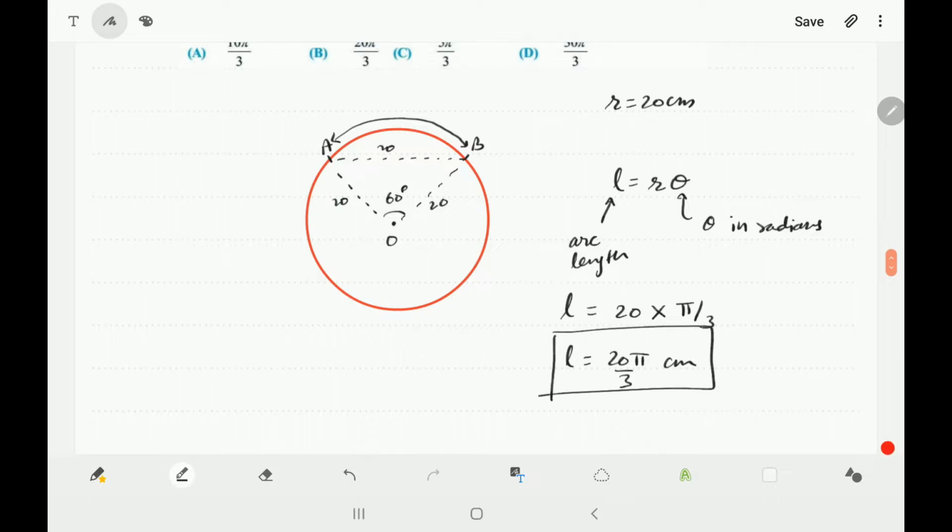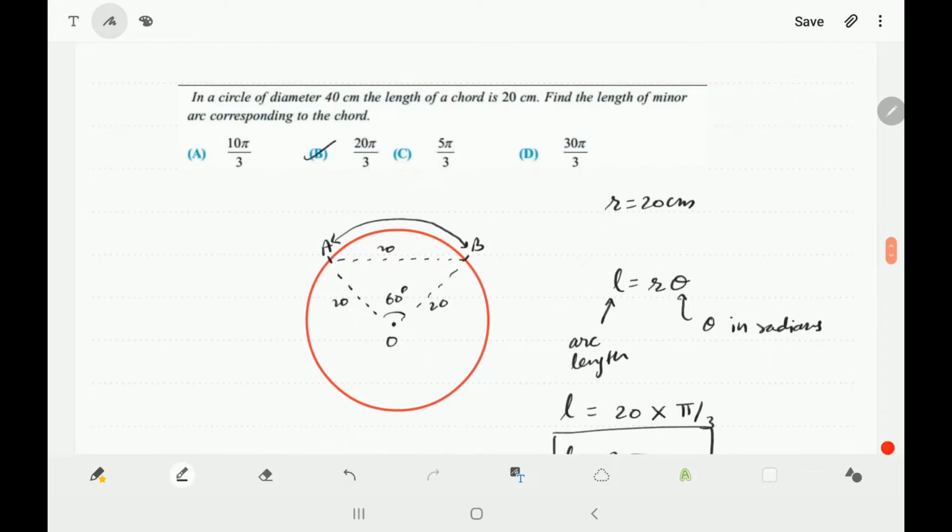Is this clear? So the length of the arc will be 20 pi by 3 centimeters. So let's see which option it is. 20 pi by 3 is option B, and hence the answer of this problem is option B.